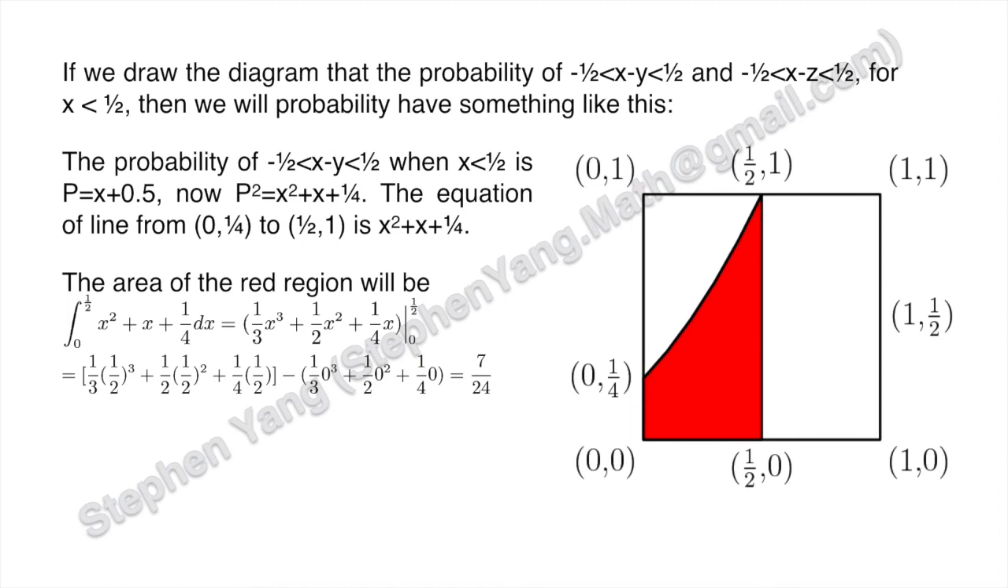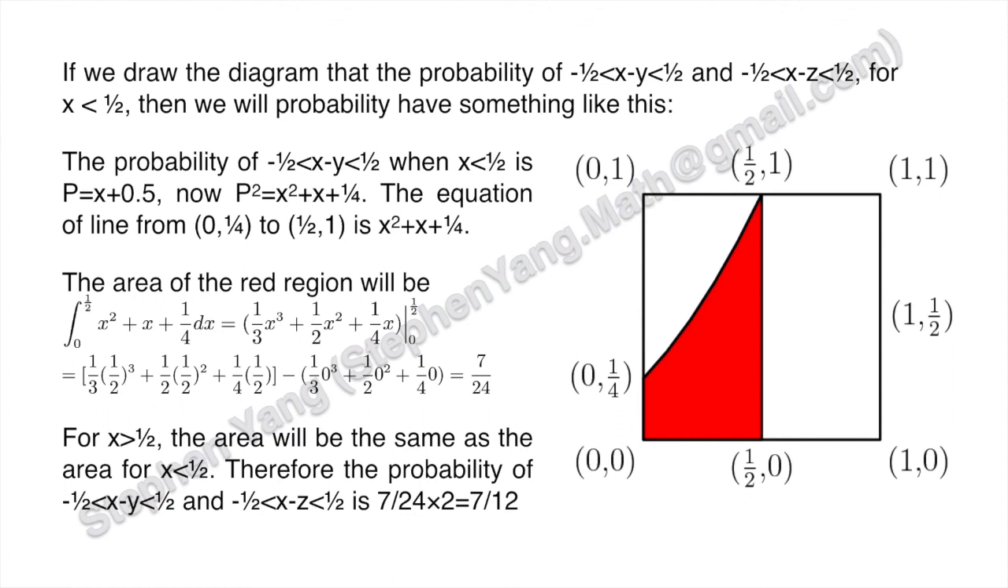So the area of the red region would be the region that we want. The area of this red region would be the integral from 0 to a half of x squared plus x plus a quarter dx, which equals 1/3 times x cubed plus a half times x squared plus 1/4 times x, from 0 to a half, which equals 1/3 times a half cubed plus a half times a half squared plus a fourth times a half, minus 1/3 times 0 cubed plus a half times 0 squared plus a fourth times 0. And this equals 7/24.